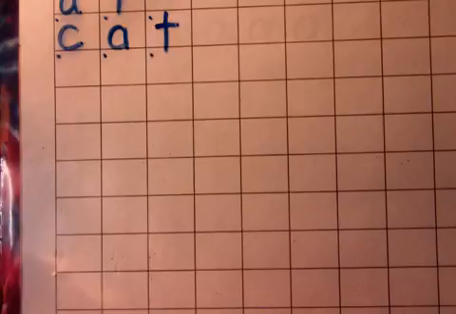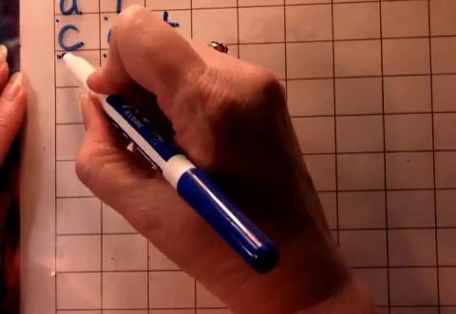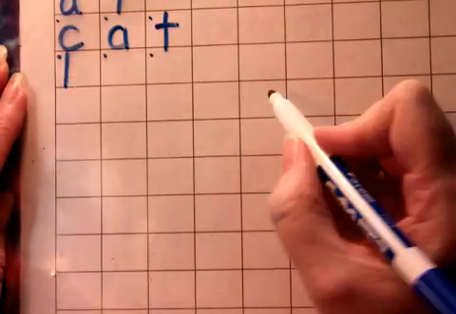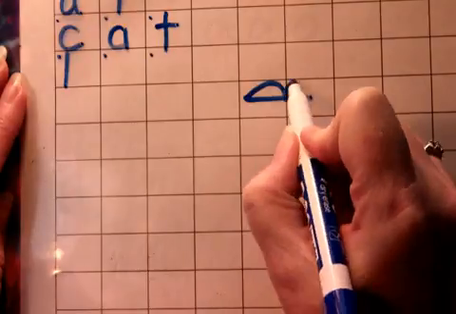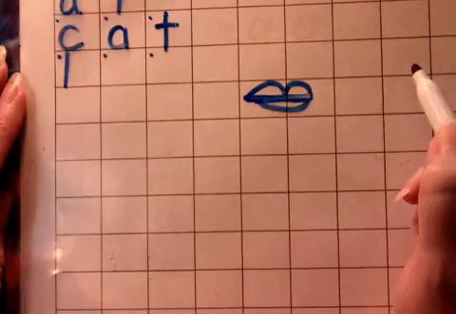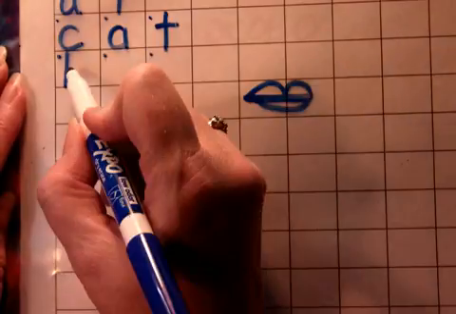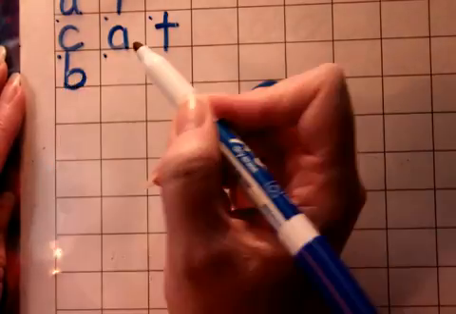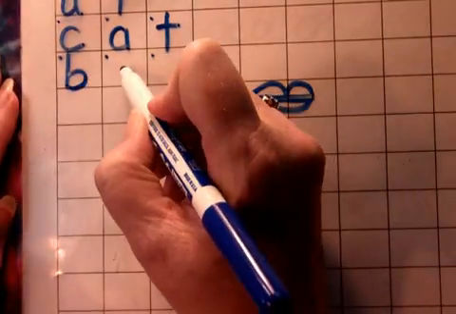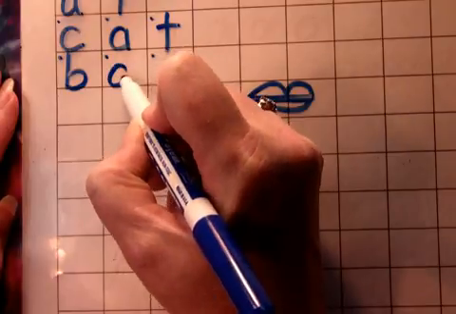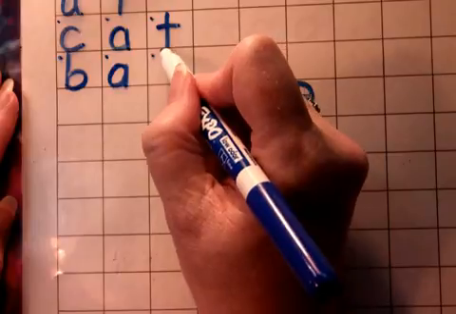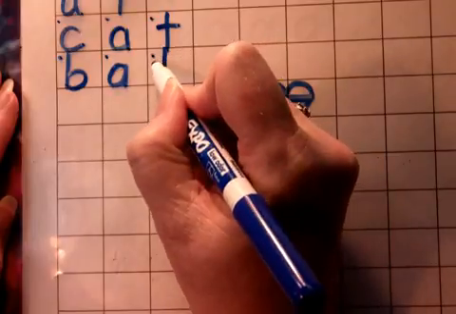B. So, with my lips closed, that kind of reminds me of a line. The line in the middle, my lips are closed. And then we'll put a bubble down here at the bottom. B, a, magic C, up and touch, down and bump, and t. Start at the top, go down, and then cross.